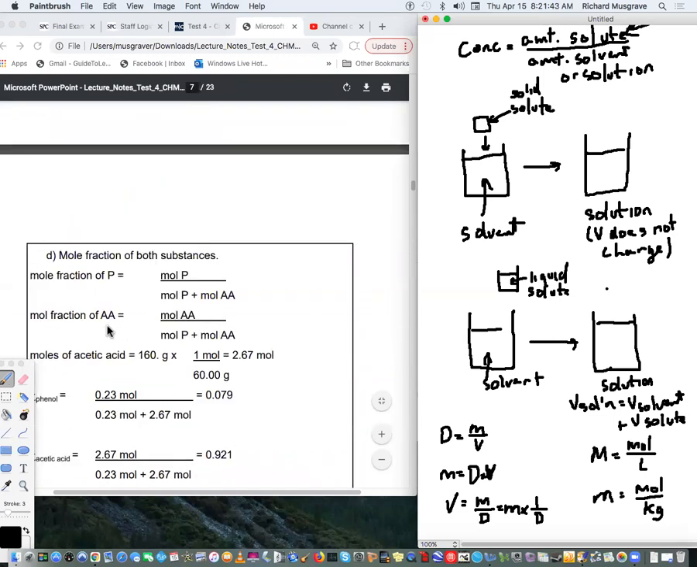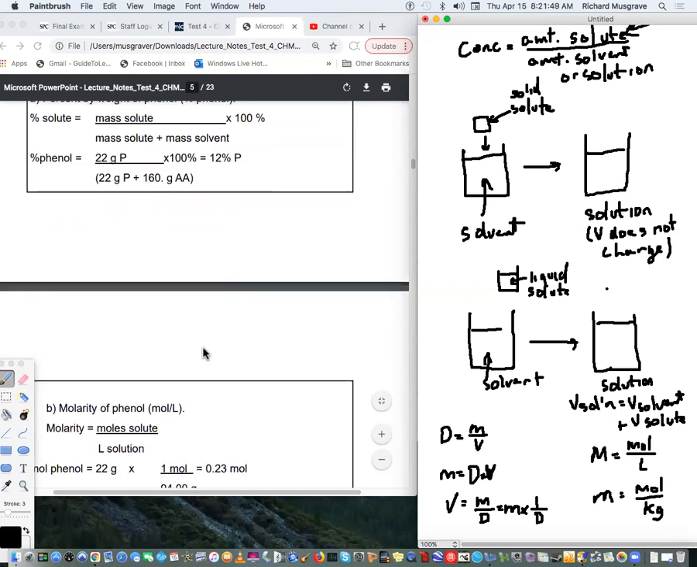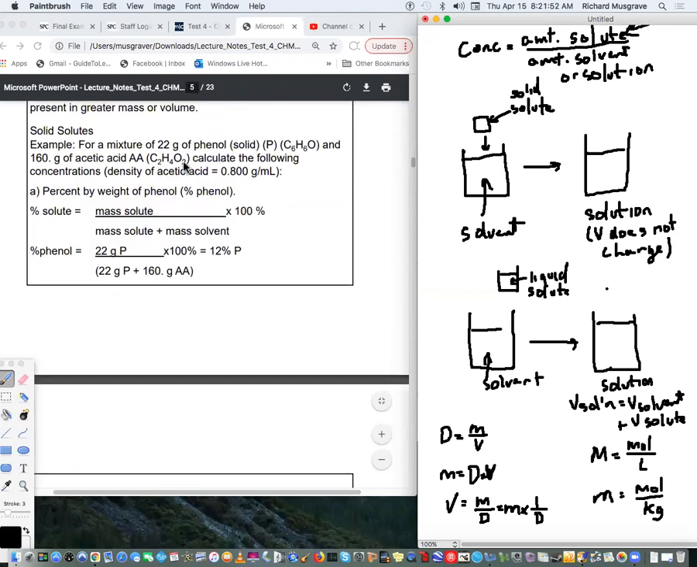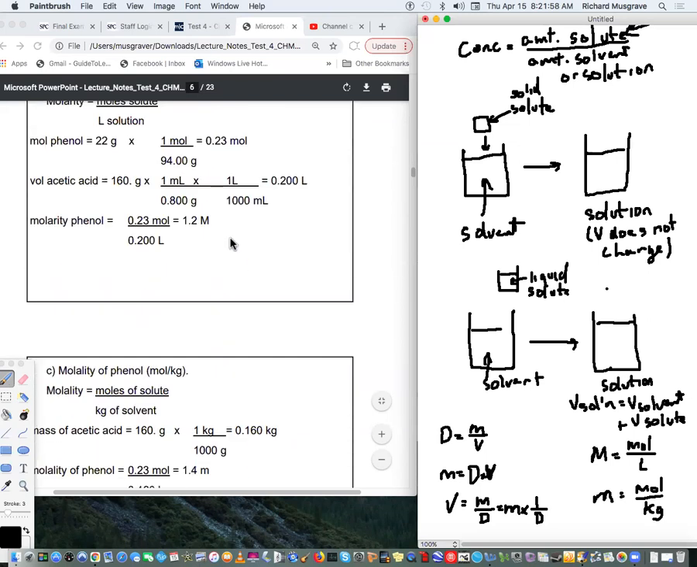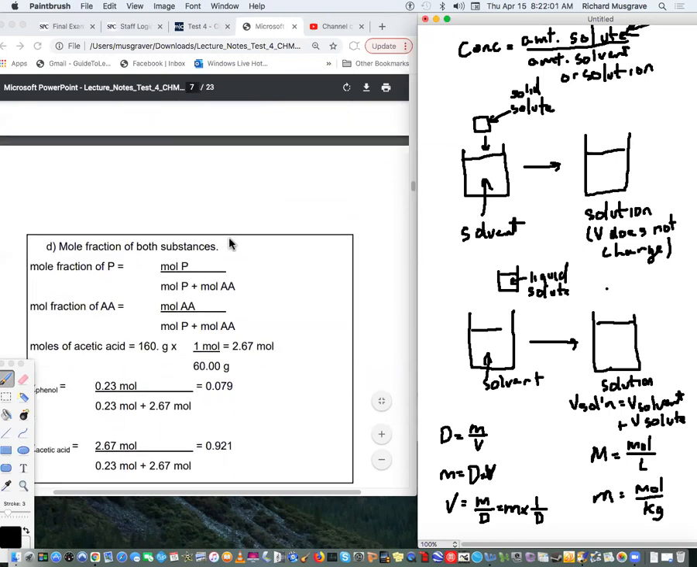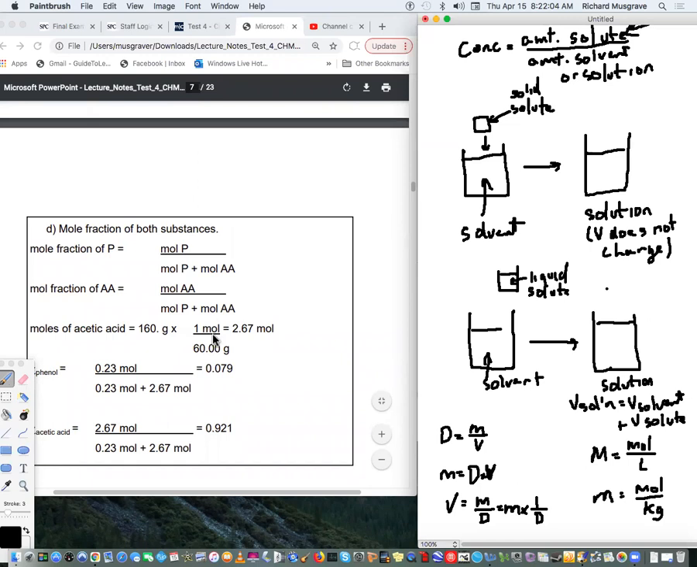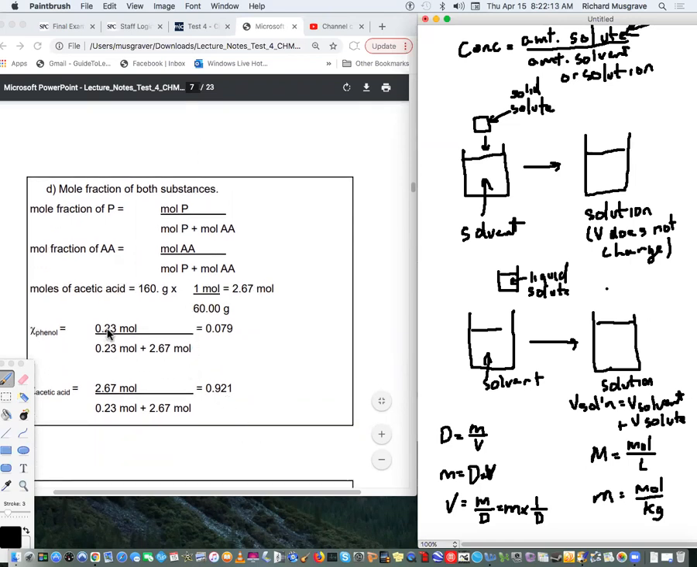What we don't have is the moles of acetic acid, but we do have the mass of it, and we do have the molecular formula. So the molecular formula here, C2H4O2, that's 24 plus 4 is 28, plus 32 is about 60. So the molecular weight is 60 grams per mole for that one. So 160 times 1 mole over 60.00 grams. That gives me the moles of acetic acid, which is 2.67 moles. When we do the math on this, we get 0.23 moles over 0.23 plus 2.67. And that gives us two significant figures, 0.079, remembering that leading zeros are never significant.